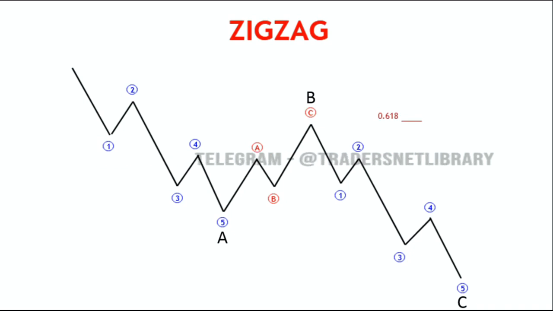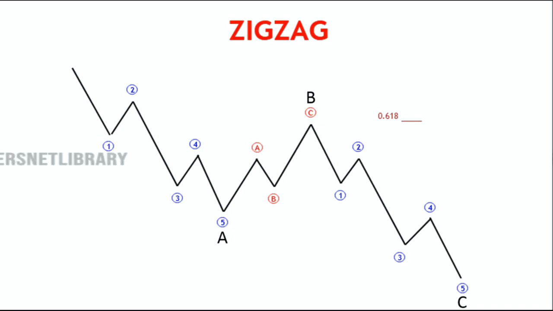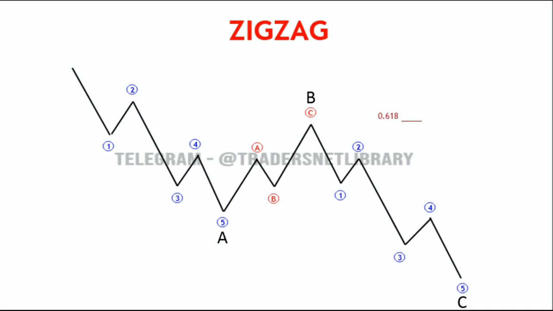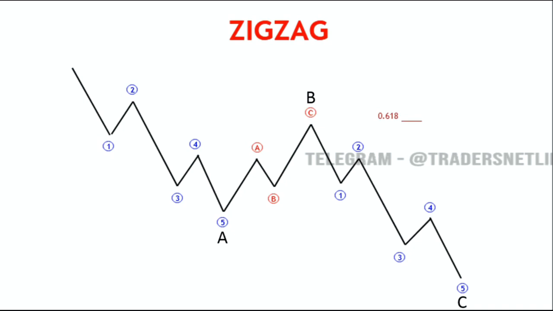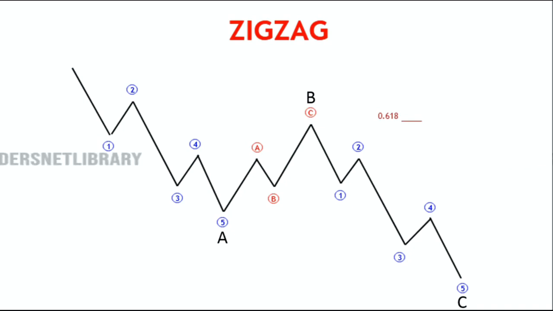6. Wave B of an ABC correction pattern of zigzag or flat. 7. Wave A of an ABC correction pattern of flat correction waves. 8. W, X, or Y wave from a WXY correction combination. 9. W, X, Y, double X, or Z wave from a WXYXXZ correction combination. 10. Wave A, B, C, D, or E of an ABCDE correction.